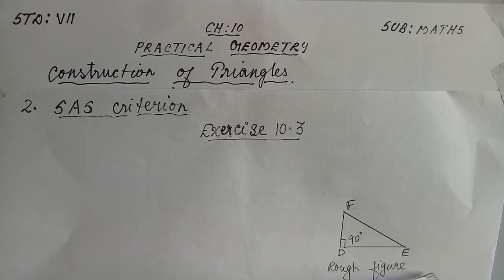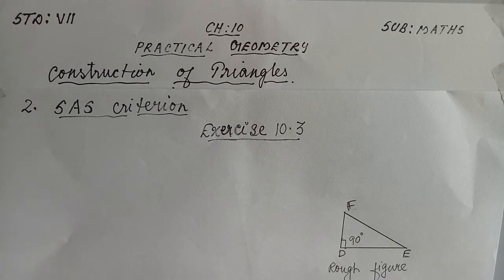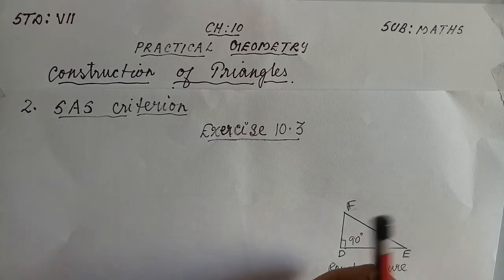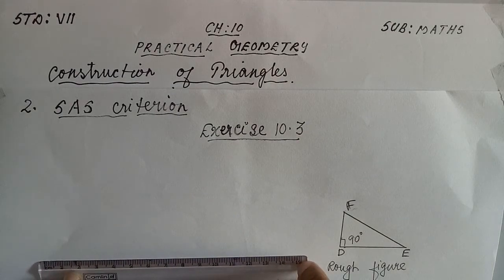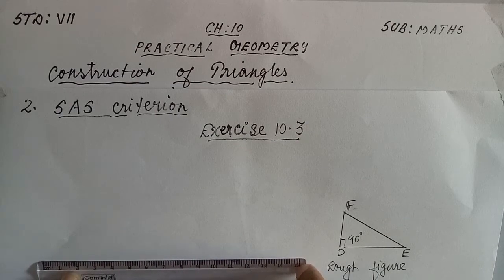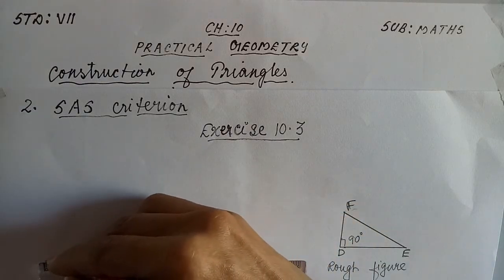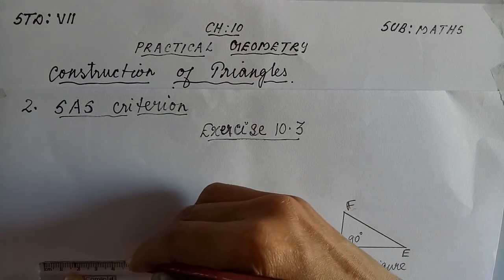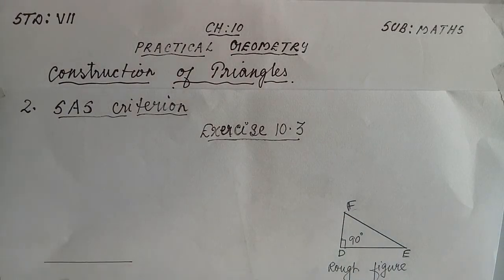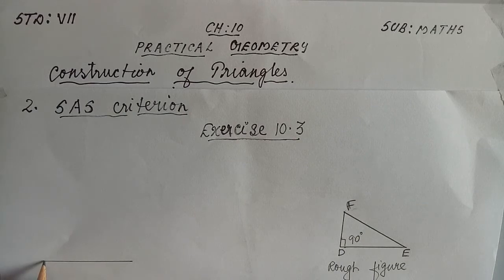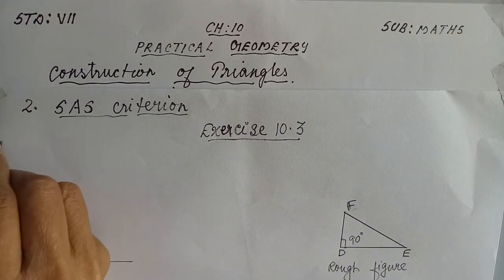So here this is the rough figure. Now the steps of construction you have to write. The first step, draw a line segment DE of 5 centimeter. So line segment DE, how much? Of 5 centimeter. This is DE, which is of 5 centimeter. This is question 1.